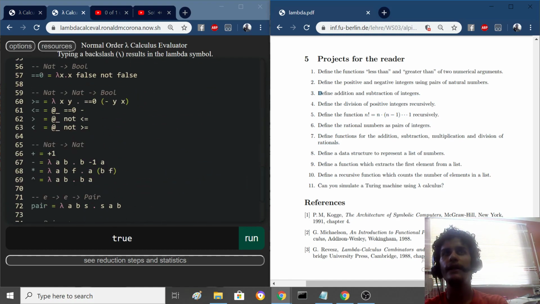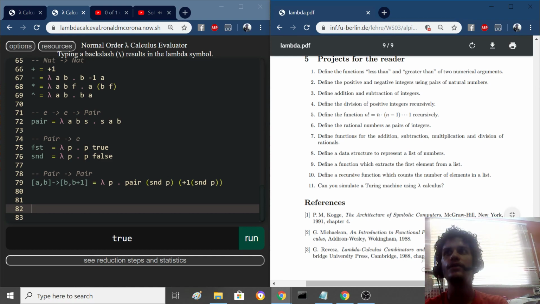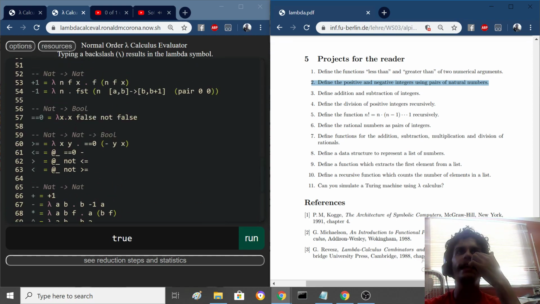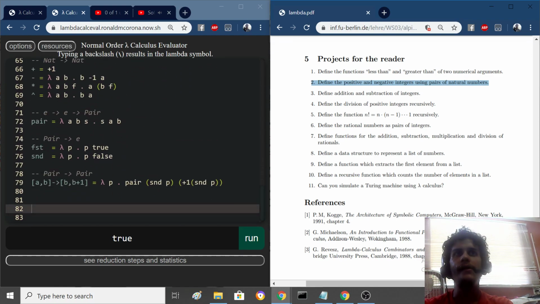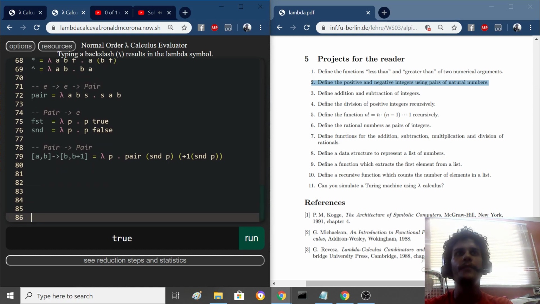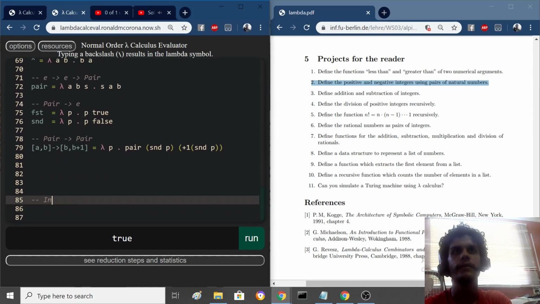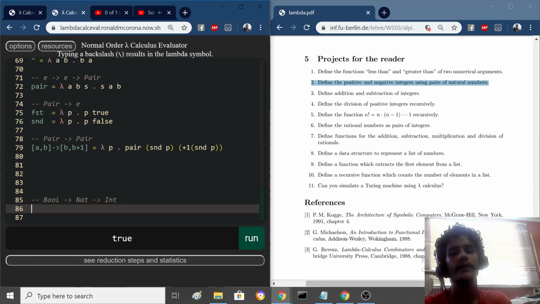So next one would be defining positive and negative integers using pairs of natural numbers. Alright. That's easy. We can do it like this. I'll call this int. Well, actually, this is how we can construct an int. One of the ways, it's gonna take a boolean, and it's gonna take a natural number, and it's gonna give us an integer. So this is the function to do it with.